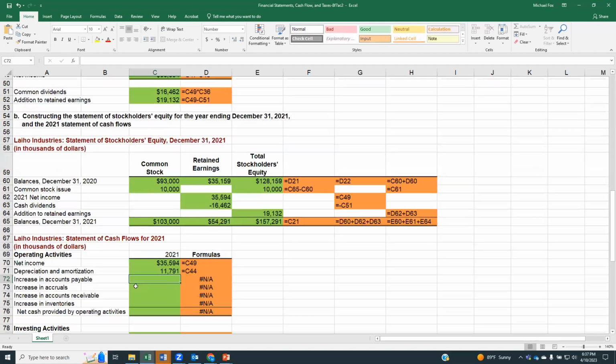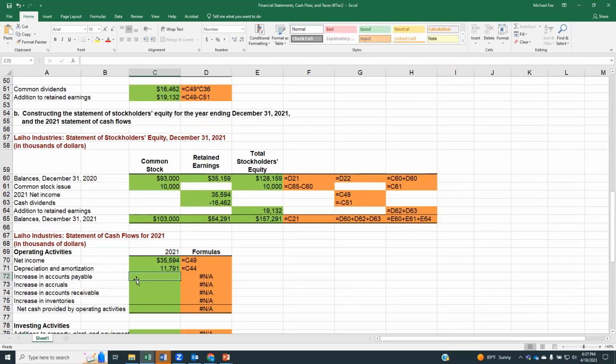All right, now we're going to make adjustments based on our change in accounts payable and in accruals and so forth. And this is a little bit confusing, but here's what we need to know. When we make an adjustment for a liability, then the adjustment will go in the same direction. And I'll show you what that means in a minute. And when we make an adjustment for an asset, the adjustment will go in the opposite direction. So now let me show you what I mean by that.